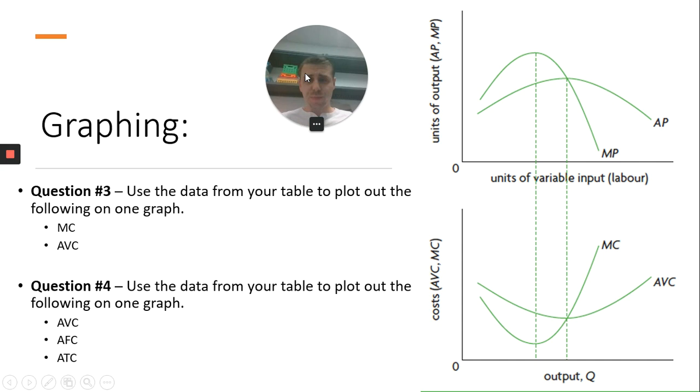At the end of this, you should have question 1, which is the first set of tables, question 2, which is the second set of tables, question 3, which is your MC-AVC graph, and question 4, which is your averages graph. Good luck. I am hopefully in class with you at the moment, so just ask me if you have questions. Thank you, guys.